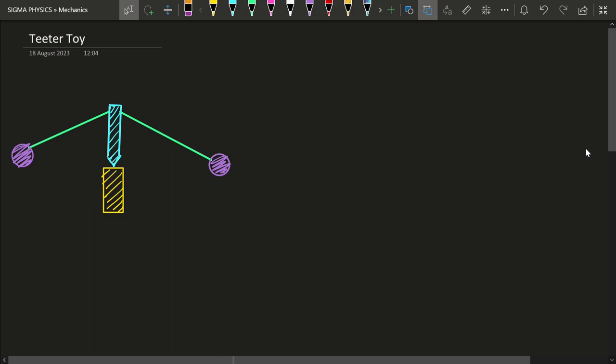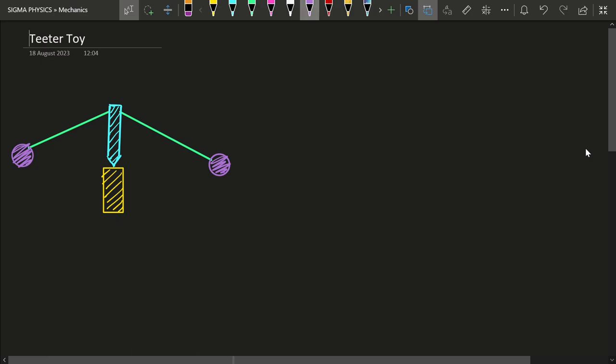Hello, sigmas. Finding the time period of a simple pendulum or of a spring mass system is for the kids. Today, we are going to find the time period of this very interesting object, which you can see on your screen, known as the Teeter toy.